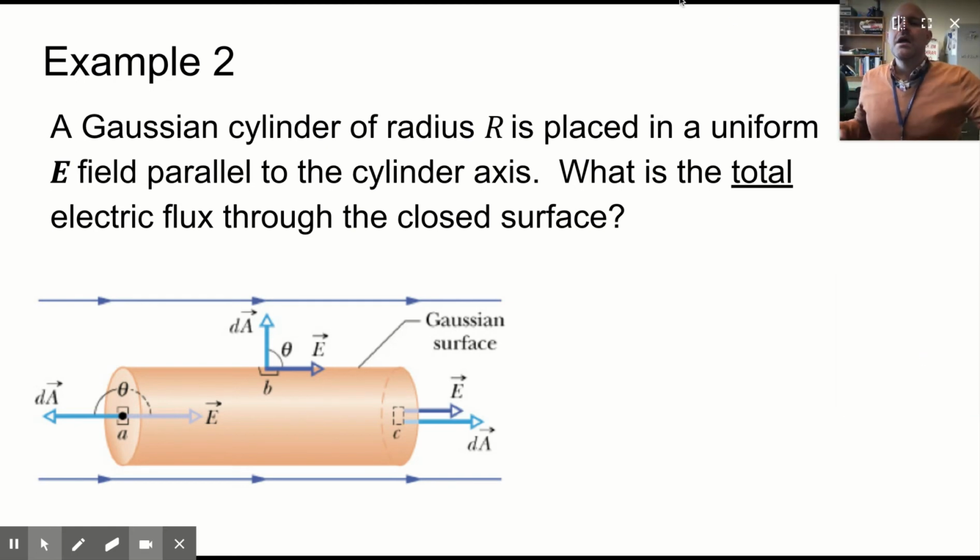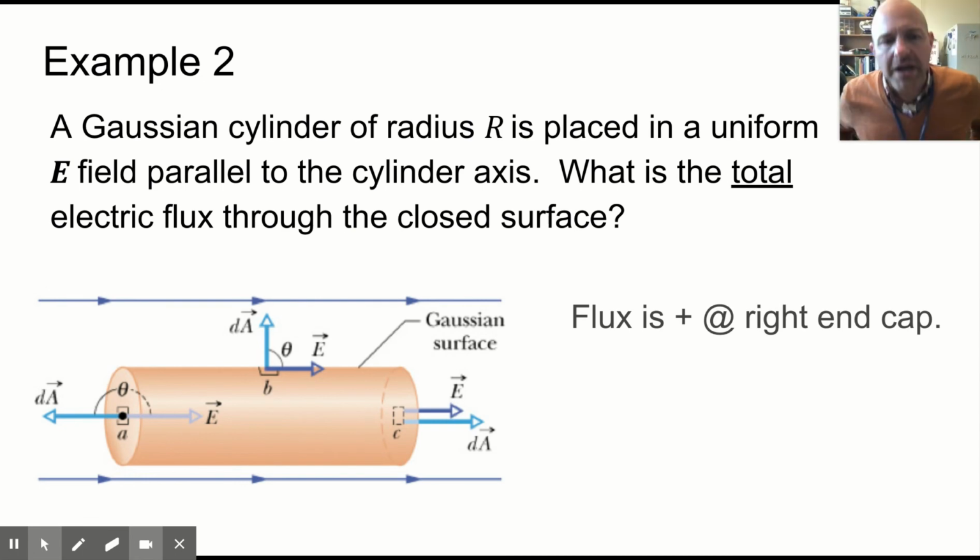Well, if you take a Gaussian cylinder, which has a particular radius r, placed in a uniform electric field parallel to the cylinder axis, you'll notice that the lateral surface area, the dA for the side of the can, is always pointing perpendicular to the electric field. This is a very good Gaussian surface for a uniform electric field going across the page, because we only have two discrete areas that we have to worry about: dA pointing to the left and dA pointing to the right.